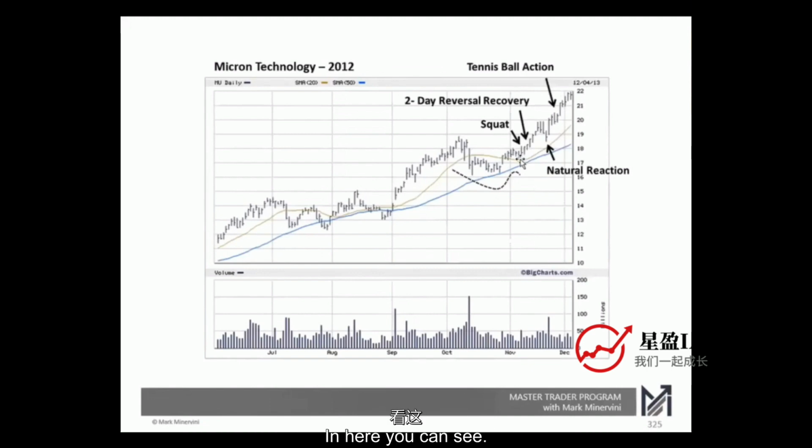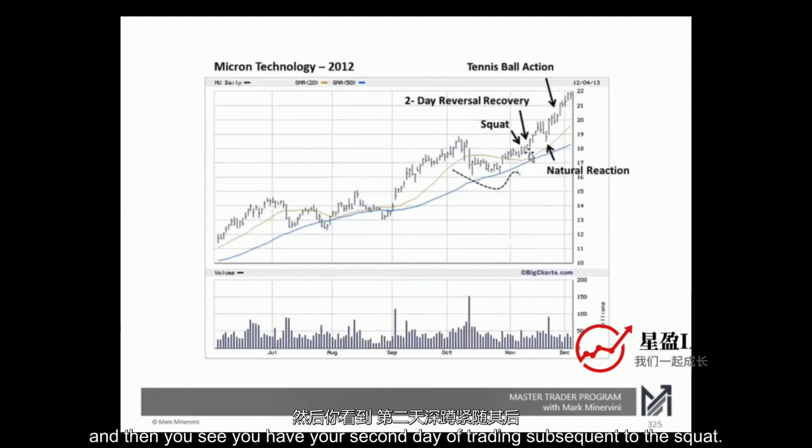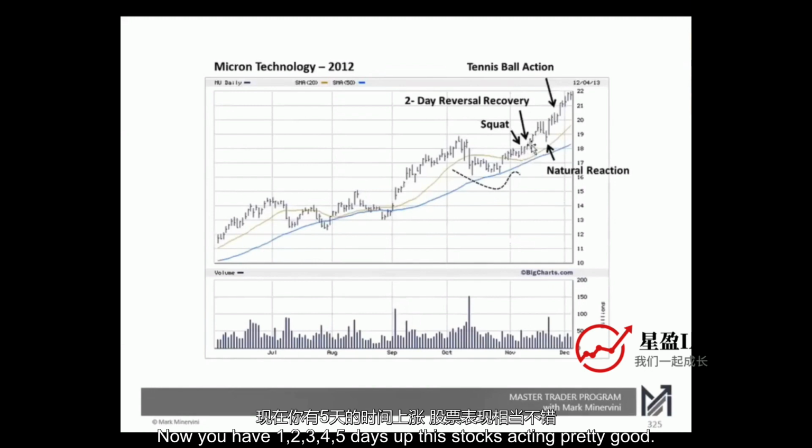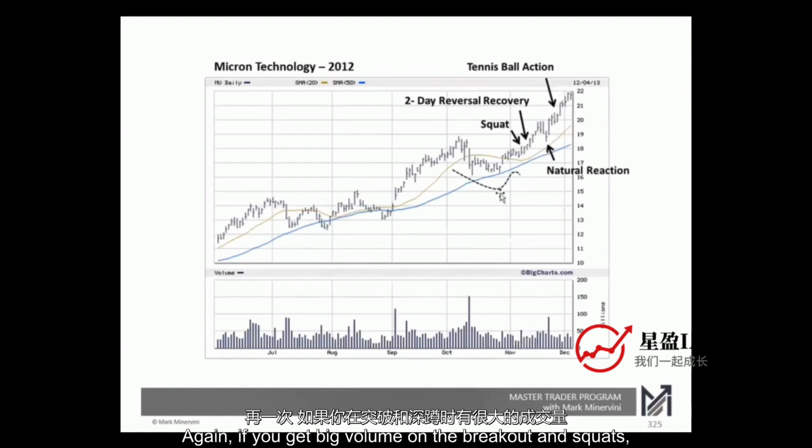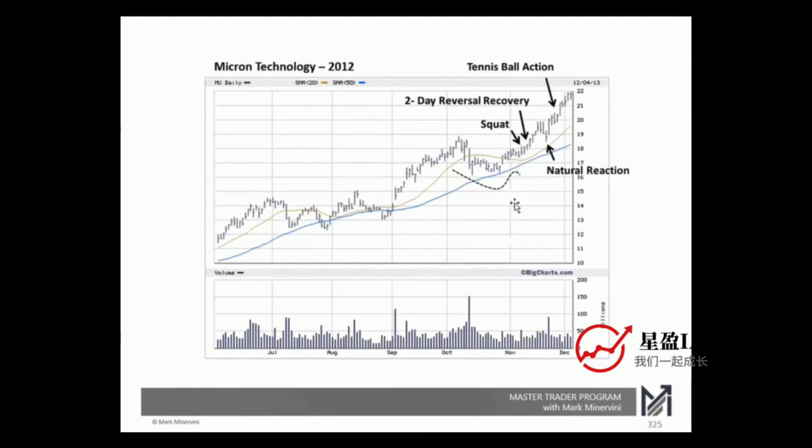So in here you can see, and again it's subtle, you come out here, you break out, and actually this was on a little bit of a gap. You gapped out a bit, and then you close almost down by the lows. The next day you trade, but you close inside the range, and then you have your second day of trading subsequent to the squat. You move into high ground. Now you have 1, 2, 3, 4, 5 days up. The stock's acting pretty good there, and the volume is not really that big. And again, if you get big volume on the breakout and it squats, that's some churning, that's some distribution, but it's short term. It's 1 day, so you want to give it that extra bit of time.